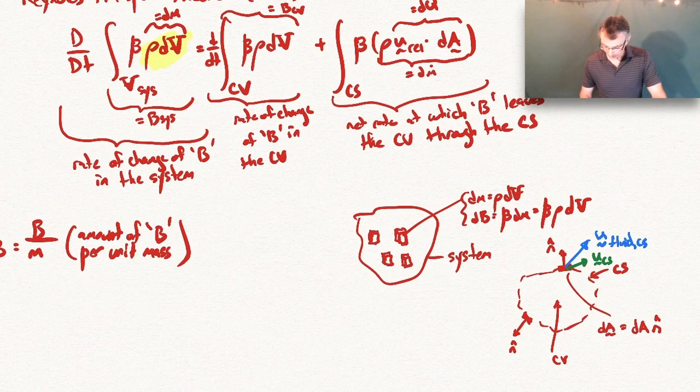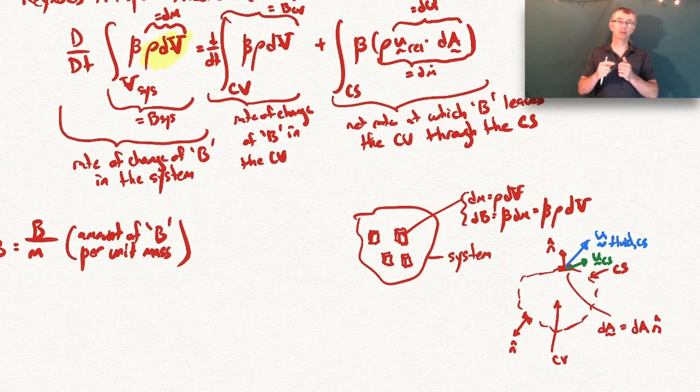So to get the velocity of the fluid, since ultimately what this last integral is, if you look on the screen, is the rate at which B is leaving the control volume through the control surface, what I really want is the relative velocity between the fluid and the control surface.